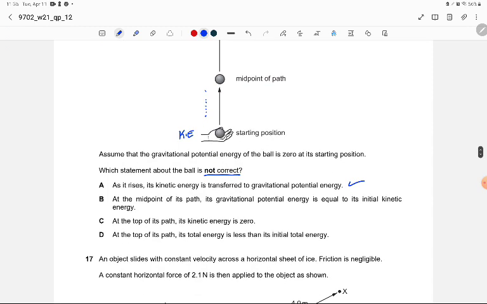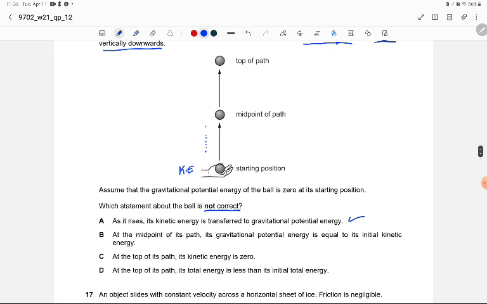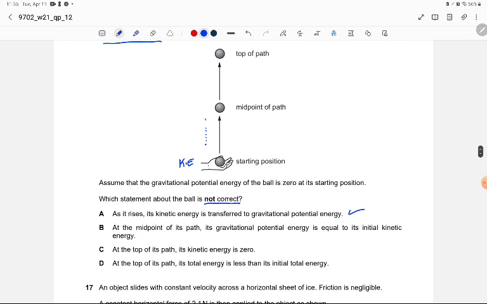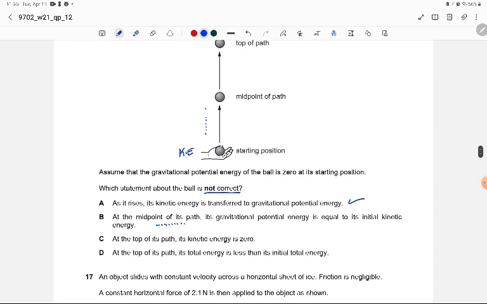At the midpoint of its path, its gravitational potential energy is equal to its initial kinetic energy. That cannot be true. The reason is that there is an acceleration involved and therefore the speed is not constant. So that cannot be true, but still let's just keep it this way. Let's just read the other points as well. At the top of its path, its kinetic energy is 0.